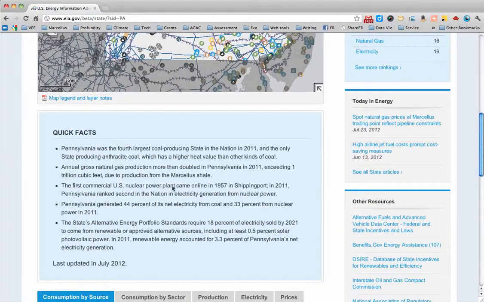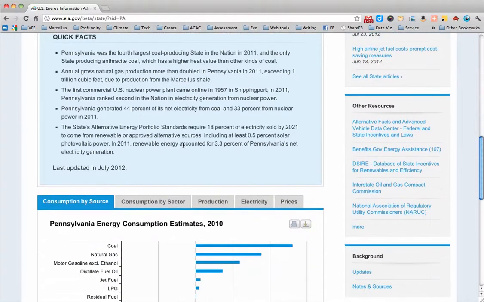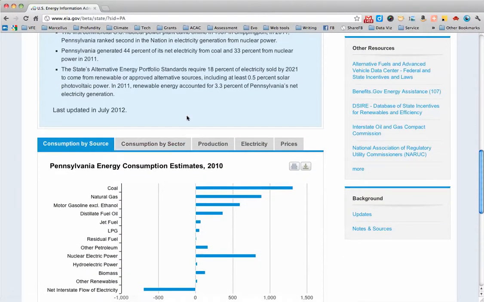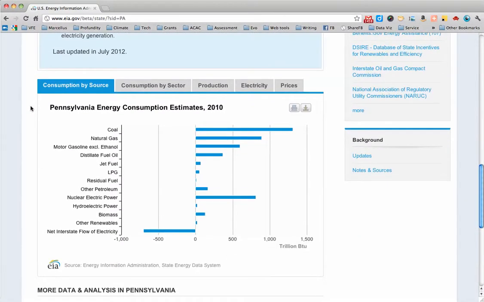There's also a map legend that you can click on to download in PDF form, which would probably be helpful. Some quick facts about Pennsylvania, or whatever state you happen to be looking at, and information in terms of consumption by source, consumption by sector, production, electricity, and prices. And I think particularly the consumption by source and sector and production are pretty interesting.